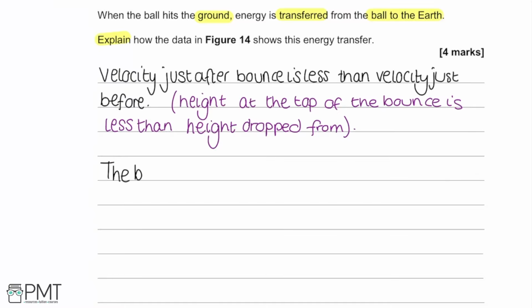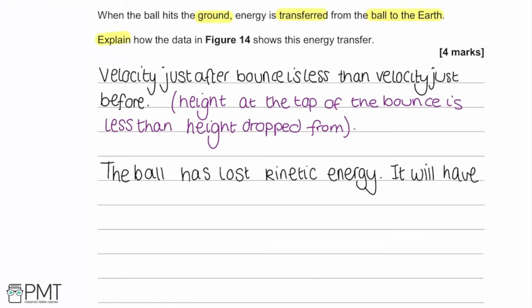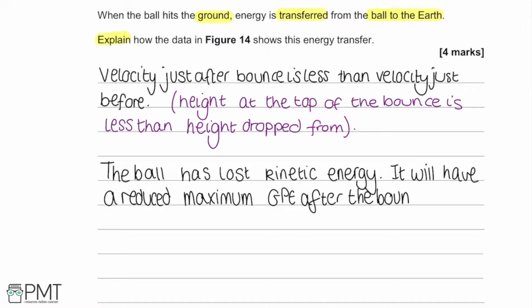So because this velocity is less after than before the bounce, the ball must have lost energy. It's lost kinetic energy, so has a reduced gravitational potential energy after the bounce. And these 2 points here are going to get us those second 2 marks. So that the ball has lost energy will get us 1 mark. And then referencing this loss of kinetic energy or this reduced gravitational potential energy will get us the 3rd mark. And then finally, to get the last mark here, we're going to link back to the previous question.